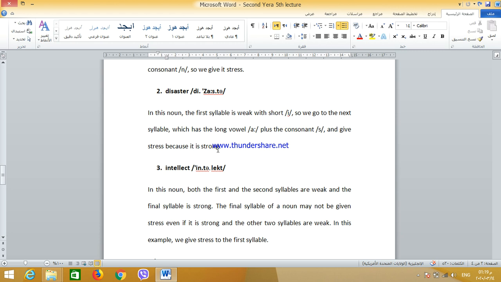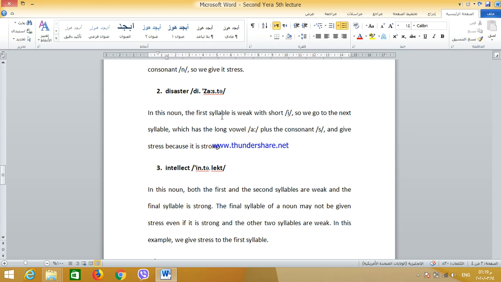The second example is the word disaster. So, if we have a look at the first syllable, as we said, because this is a noun, we can see that this syllable is weak. That's why we go to the second syllable, zas, in which we have the a plus the consonant sound se. So is this strong? Of course it is. Do we give it stress? Directly give it stress and move on.